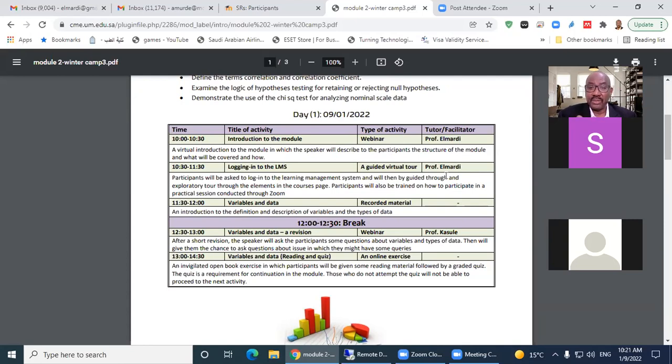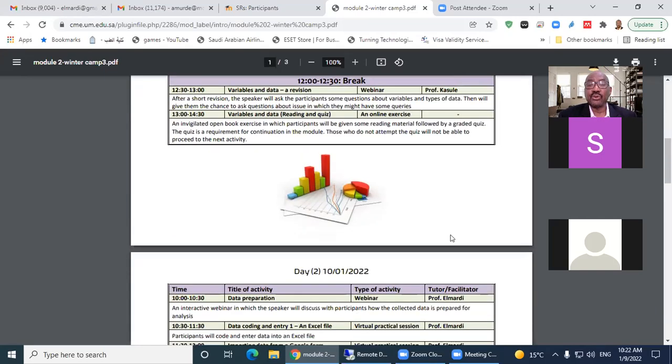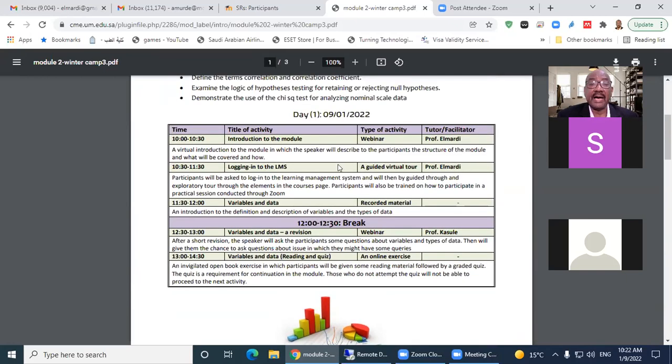But the most important activities are some recorded material as a resource, some quizzes, some recorded materials with quizzes, and you need to go through all of them because this is monitored and your attendance will depend on you using these activities and resources. So for example, today, after logging in, you will have a webinar at 12:30 with Professor Kasuli.